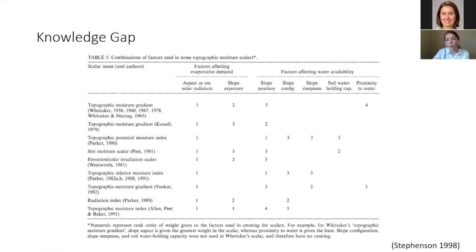But mainly, I want to point out that slope position was included in all but one of these studies, which points to the fact that it is an important factor in describing some of the moisture that we see in the field. But I will say that this GIS toolset does include aspect, slope exposure, as well as soil water holding capacity. So it is including some of these really important factors that we see listed.